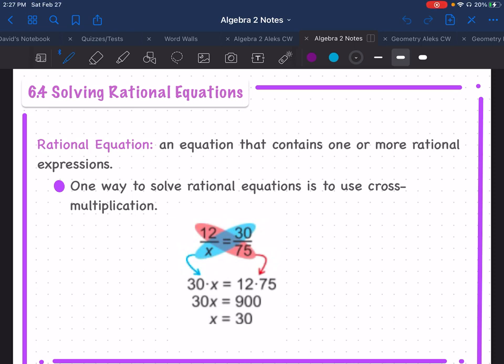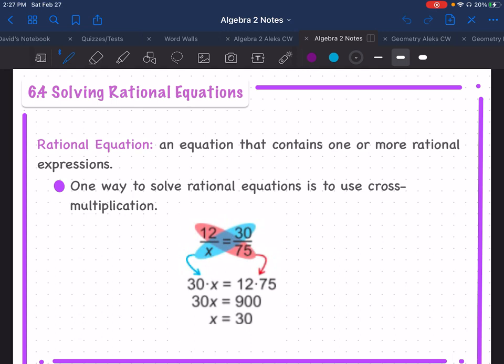Today's lesson is 6.4, Solving Rational Equations. Just a quick reminder that a rational equation is an equation that contains one or more rational expressions. One way that we can solve them is to use cross multiplication. So here's a very simple problem that we use to cross multiply to solve for x.